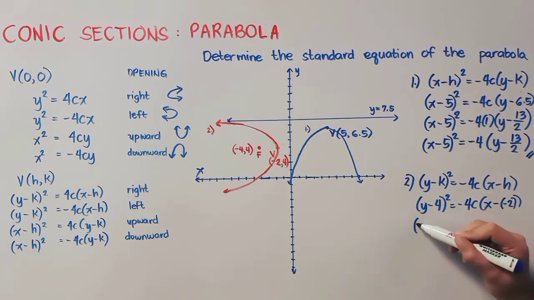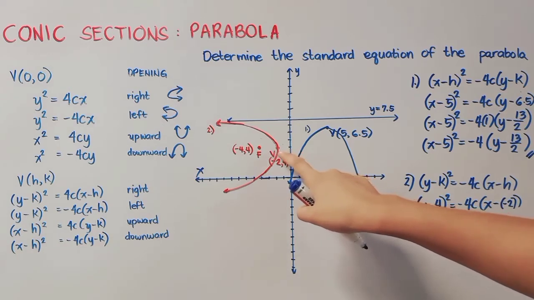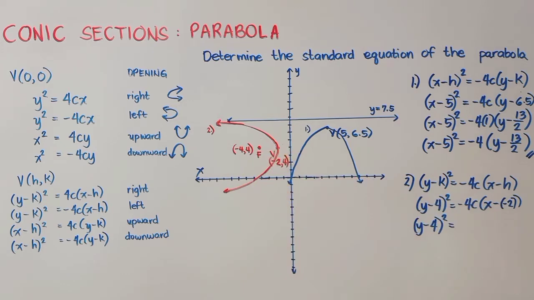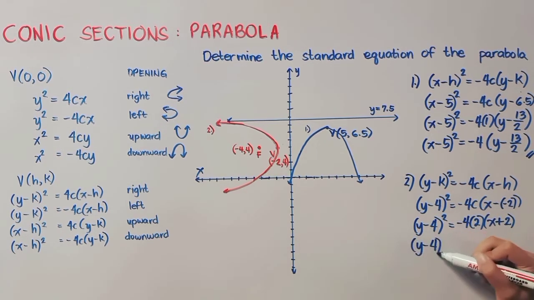Let us copy quantity (y minus 4) squared is equal to, again our c is the distance from the vertex going to the focus. So from negative 2 going to negative 4, that is 2 units. So our c is 2 and then x, negative times negative is positive. Therefore, our final answer here is quantity (y minus 4) squared is equal to negative 4 times 2, which is negative 8, and we'll just copy (x plus 2).